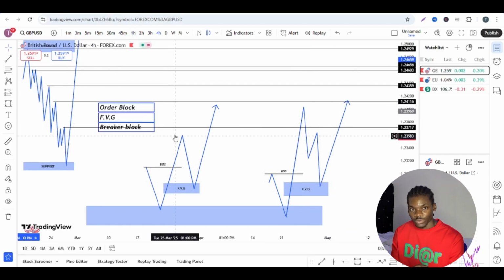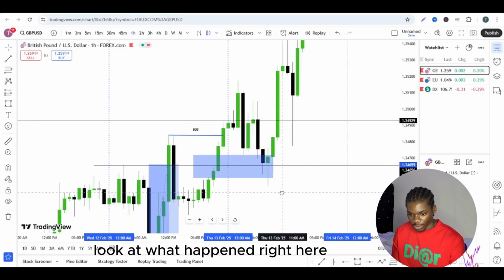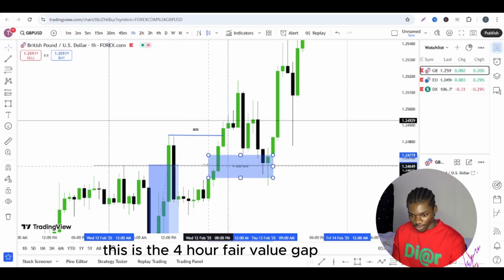Now look at what happened right here. Look at what happened right here. This is the 4 hour fair value gap.